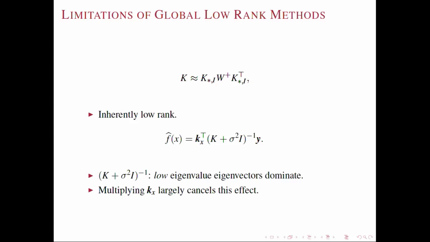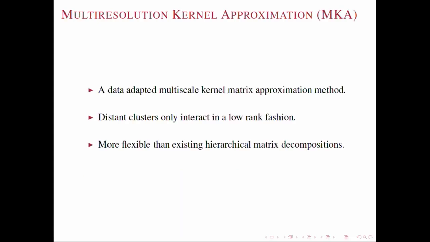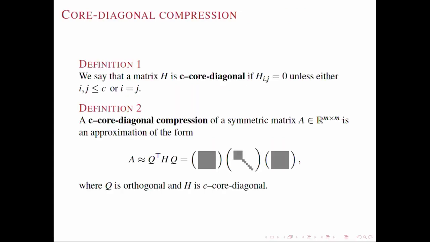that determines the inference results. In this work, we present a data-adapted multi-scale kernel matrix approximation method called Multiresolution Kernel Approximation, or MKA in short, which reflects the insight that distant clusters only interact in a low-rank fashion, but is more flexible than existing hierarchical matrix decompositions. We define the core-diagonal property of a symmetric matrix. Instead of assuming the kernel matrix is low-rank, the core-diagonal compression of a matrix captures the structural property of a kernel matrix in different resolutions.